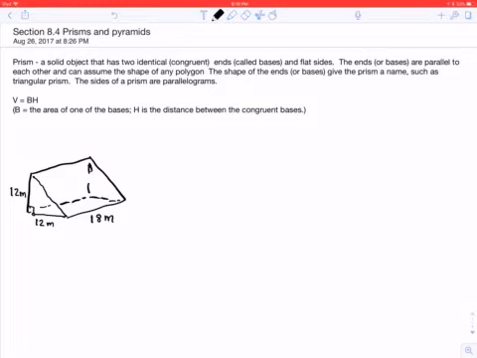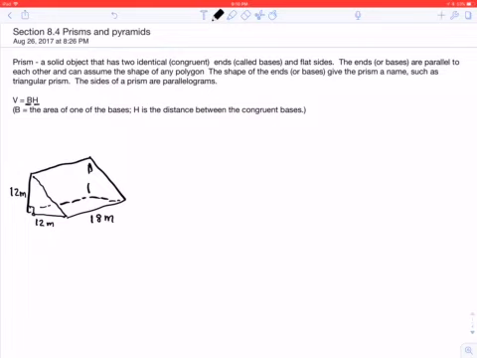So if we wanted to find the volume of a prism, we're going to multiply the base times the height, B times H. Capital B stands for the area of one of the identical or congruent bases. The height is the distance between the congruent bases.